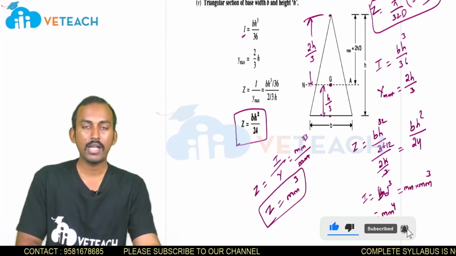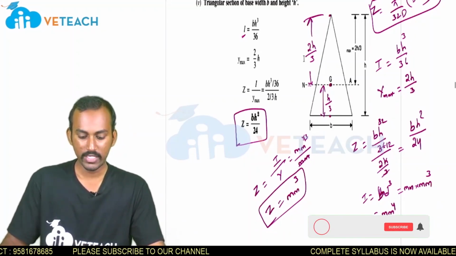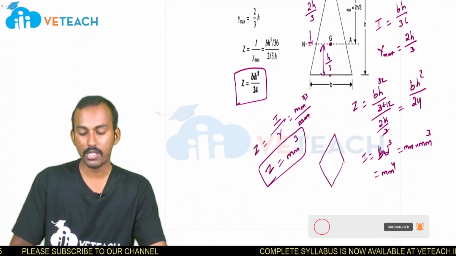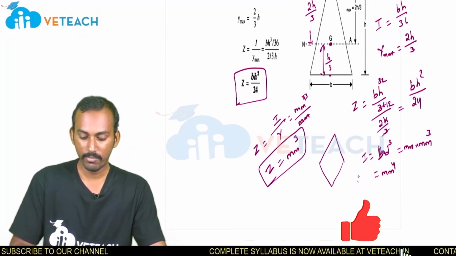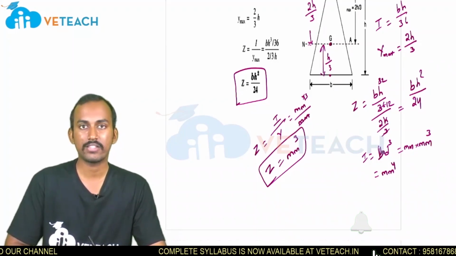So this is all regarding the section modulus of these standard sections. If you are interested, you can also calculate the z value for a rhombus section, or for an inverted triangular section, or for any number of sections, but these are the standard sections.